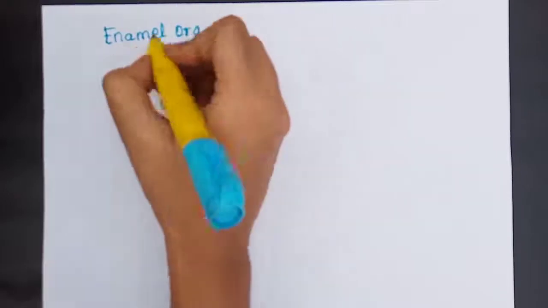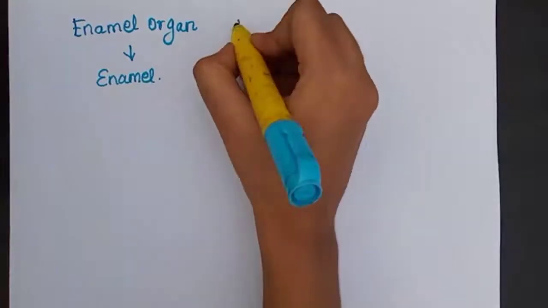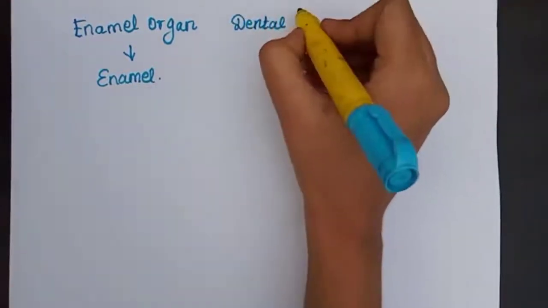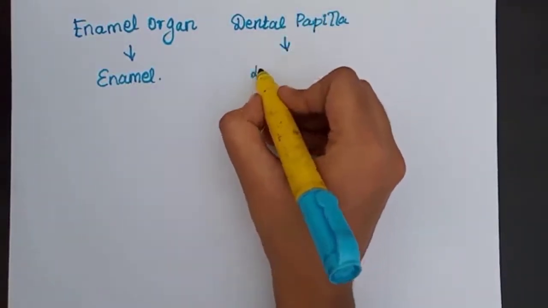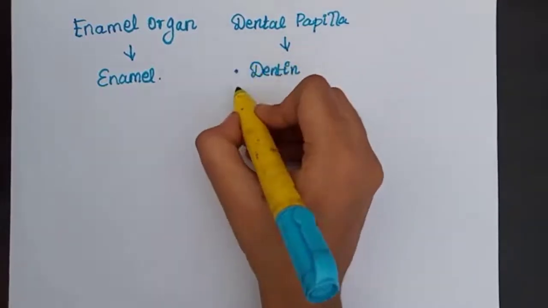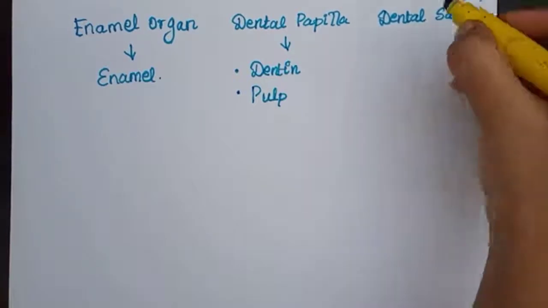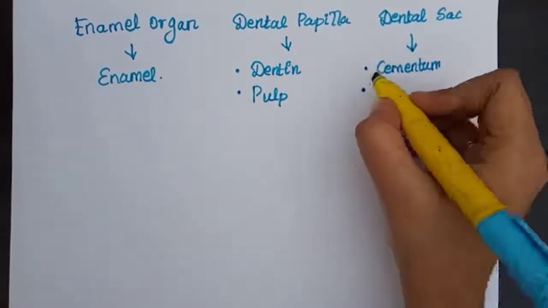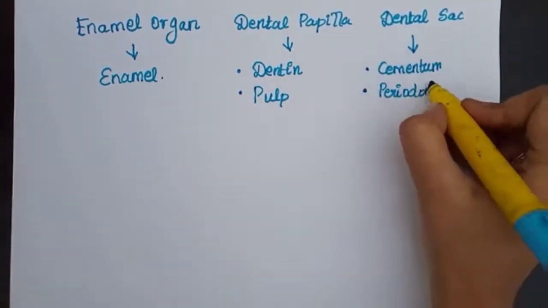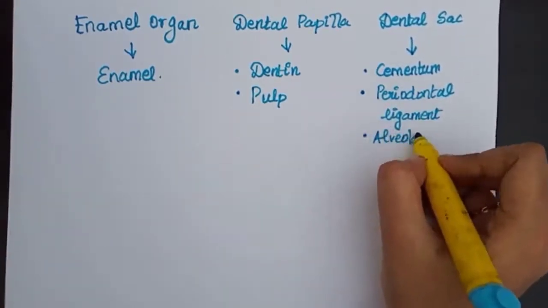From enamel organ, enamel is formed. From dental papilla, dentin and pulp are formed. And from dental follicle or dental sac, supporting structures like cementum, periodontal ligament, and alveolar bone are formed.